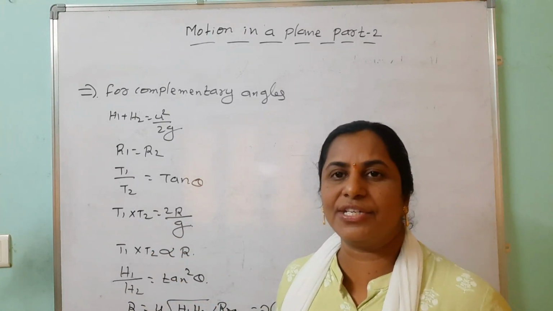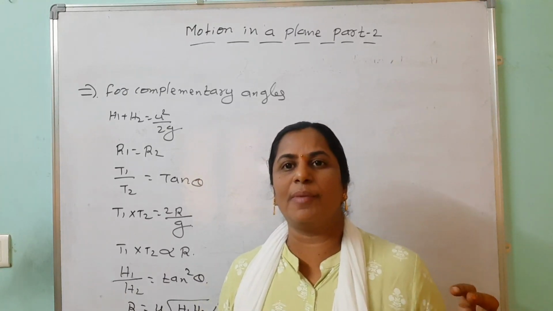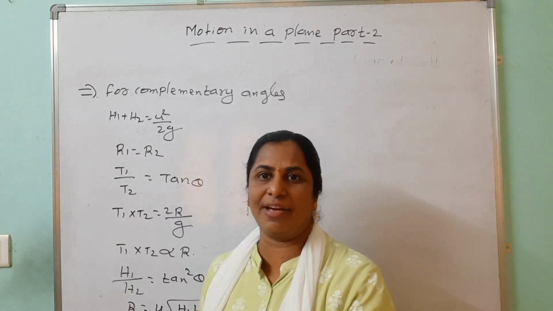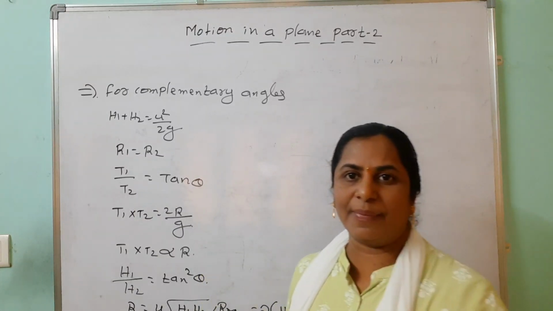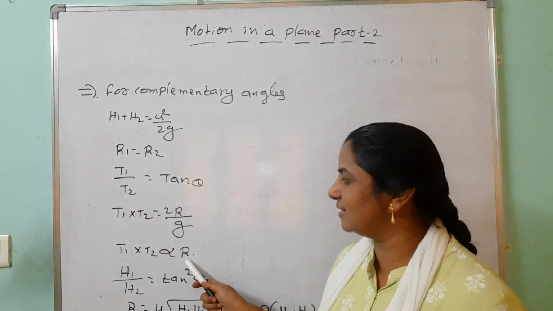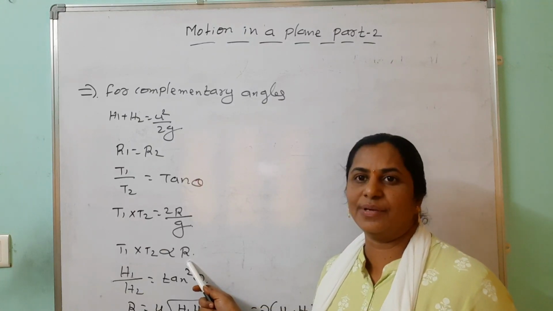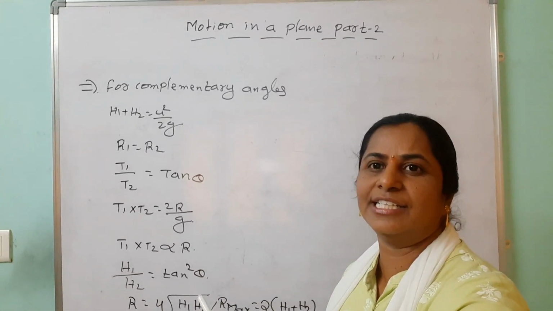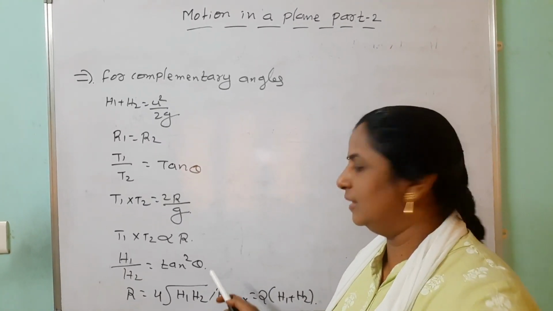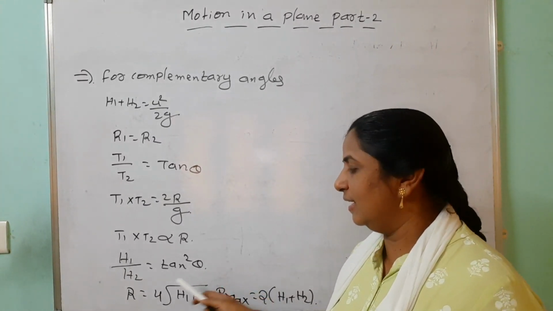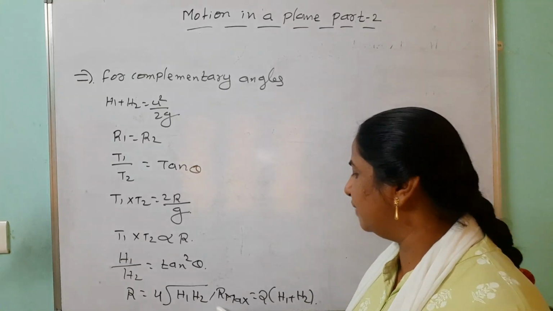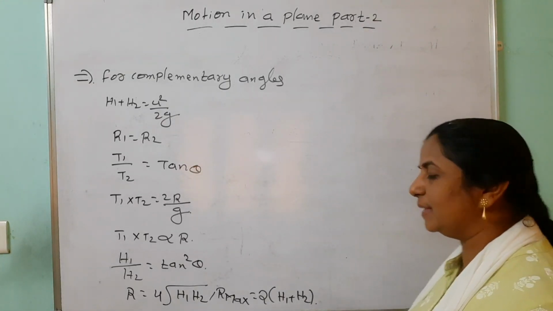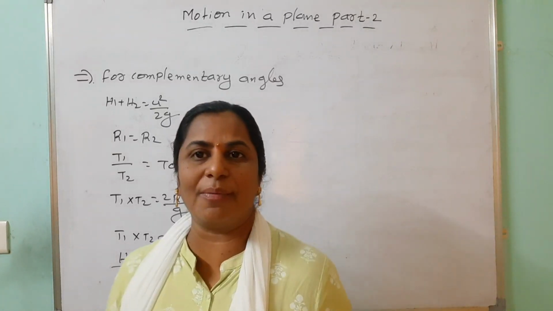In the examination they will ask for complementary angles, time of flight is proportional to R square by u, R square by H, like that they will give. So this is the correct one: T1 into T2 is directly proportional to R. And here the ratio of the heights, H1 by H2, is tan square theta. R equals 4 into under root H1 into H2. For this, R maximum is how much? 2 into H1 plus H2. See, these many formulas are there.